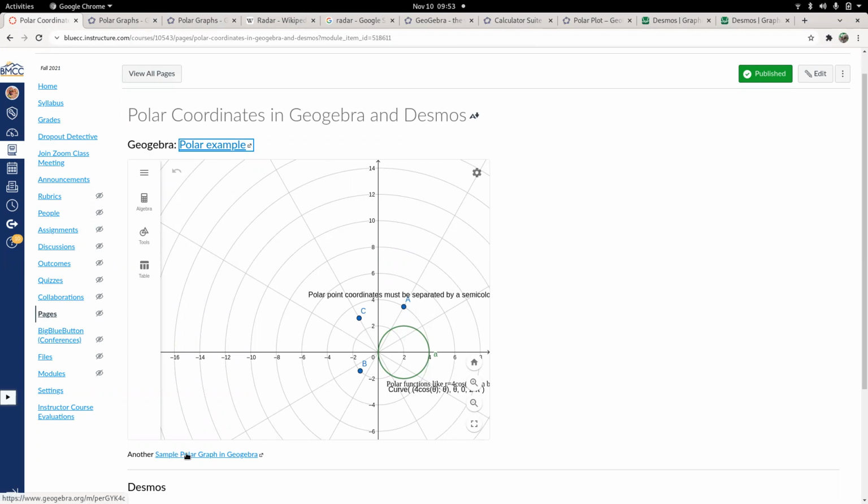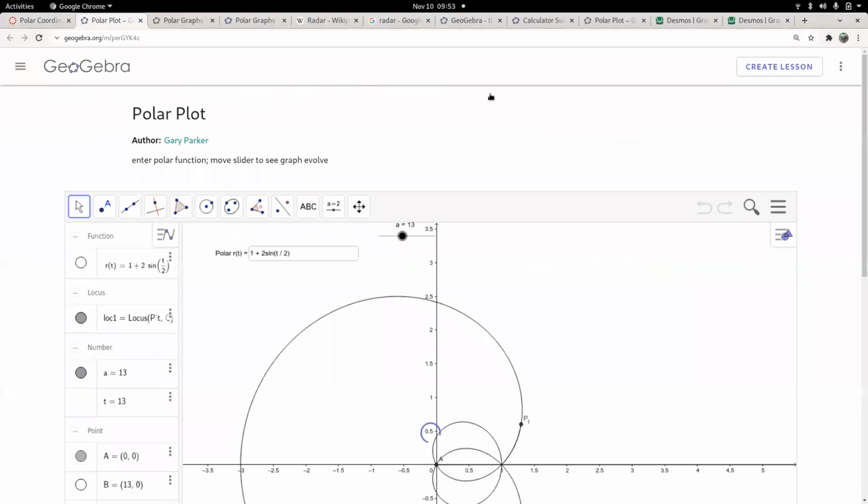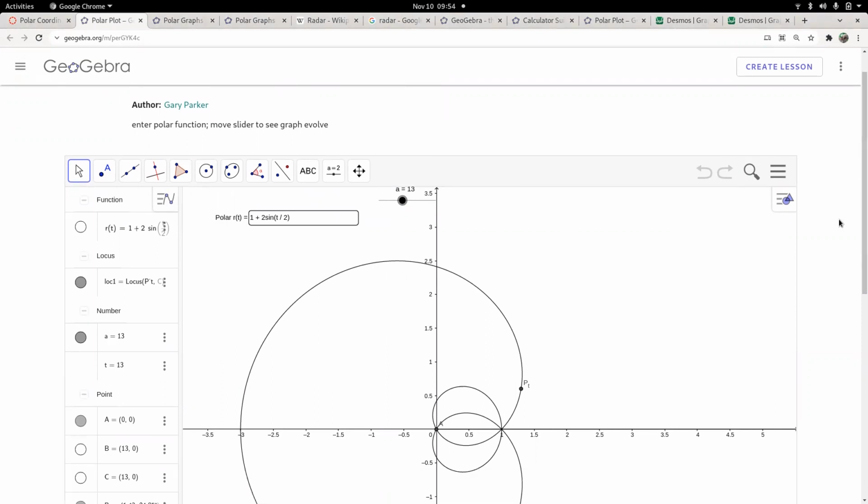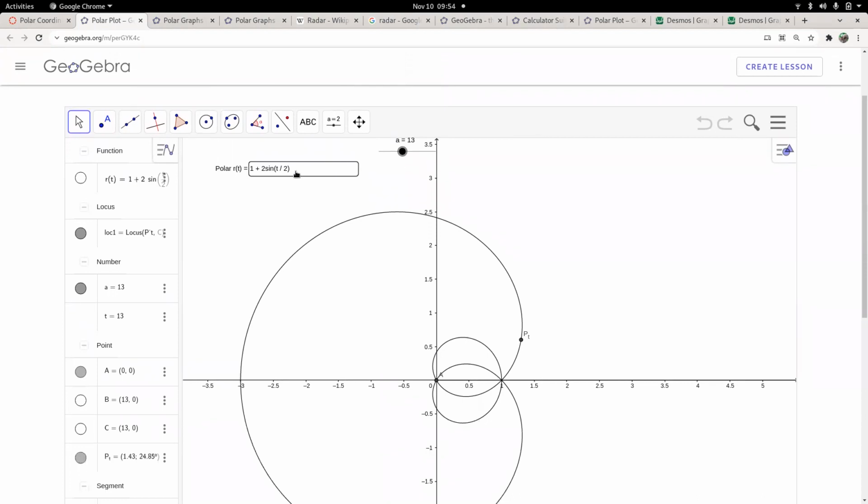I have this sample polar graph in Geogebra. I'm gonna check that one out next. And then I'll share this link in the chat and the video. There's another one there. And this one I built a little bit different. So I'm just going to scroll down here. I put a box here for you to type your function. And in this version, I couldn't get theta to work, so I'm using a t instead of a theta. So notice it says polar function, polar r of t. So we're using t as the variable instead of theta.